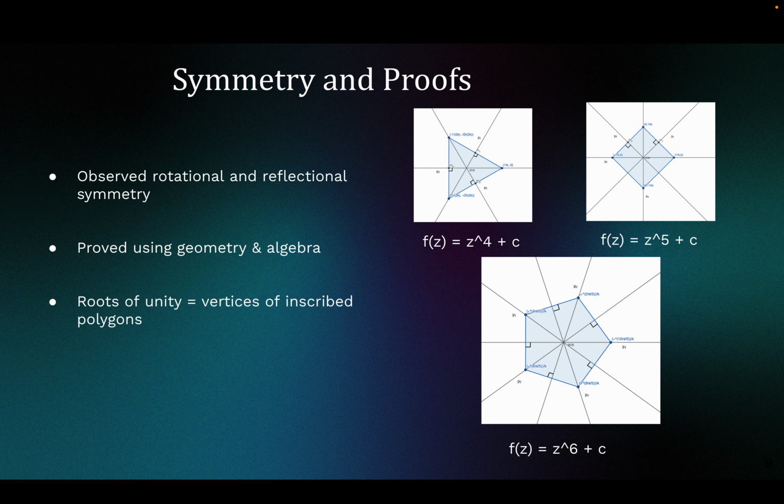I mathematically proved it. I did this using two lemmas. 1. Certain reflections preserve the size of a complex number. And 2. Reflecting z to the power of j gives the same result as raising the reflection of z to the power of j. These lemmas led me to rigorously prove symmetry for specific cases: z to the power of 4, 5, and 6 plus c, using advanced algebra and geometry.